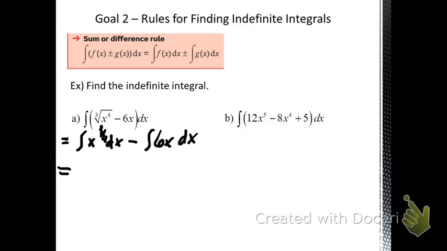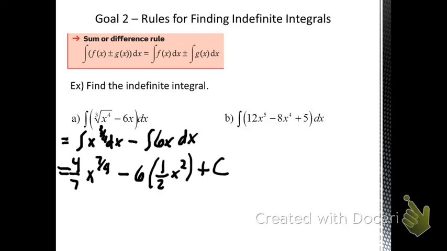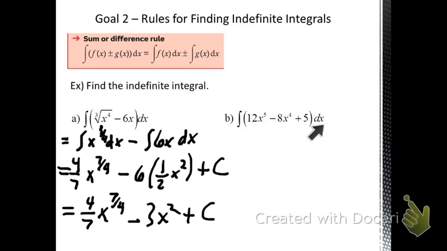Now we can just go ahead and integrate each of those terms separately, and it's going to work nice and easy for us. x to the 3/4 would become x to the 7/4 power with a 4/7 in front of it. We only have to add a constant term at the end, and we don't have to add it after every term. Now this 6x would end up being, pretend I pulled that 6 out front, 6 times 1/2 x squared plus c. So 4/7 x to the 7/4 power minus 3x squared plus a constant. Apply that sum or difference rule to part B for me, please, and then check your answer momentarily.